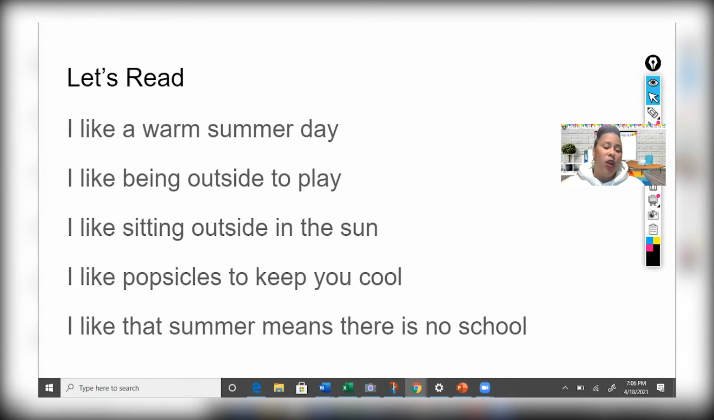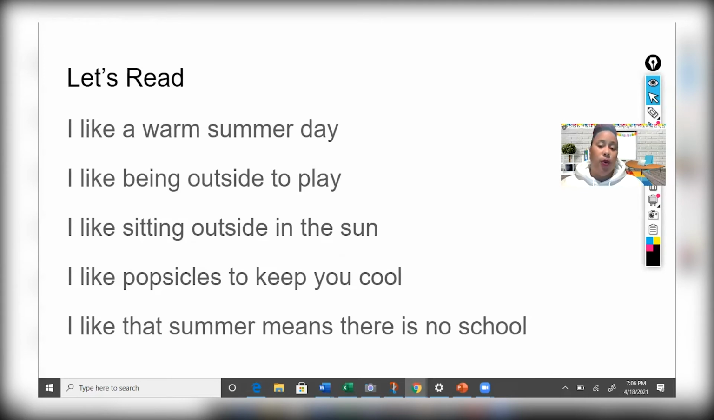I like a warm summer day. I like being outside to play. I like sitting outside in the sun. I like popsicles to keep you cool. I like that summer means there is no school.